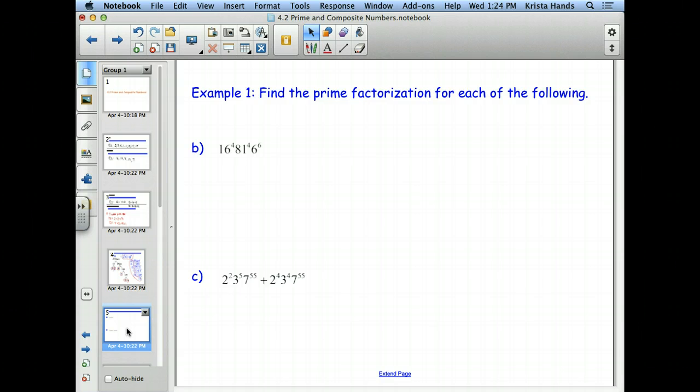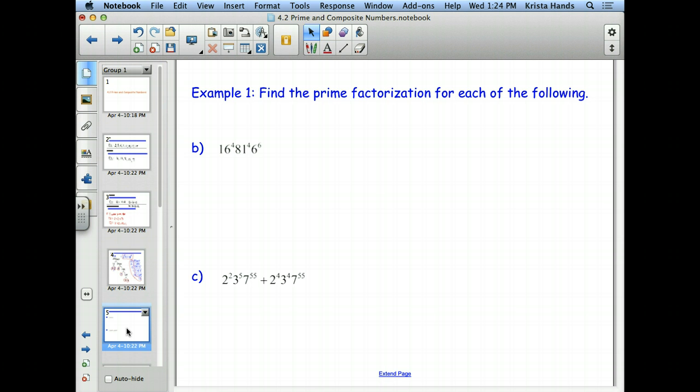All right, now these look a little bit different. Direction says the same thing, find the prime factorization. However, these don't look like the same kind of number I had on the last problem, right? They're sort of already partially factored. Do you see that? Especially the first one on this screen: 16 to the 4th, 81 to the 4th, and 6 to the 6th. But they're not in prime factorization notation. Why not?